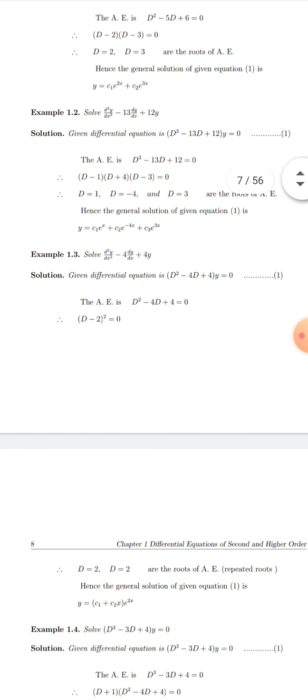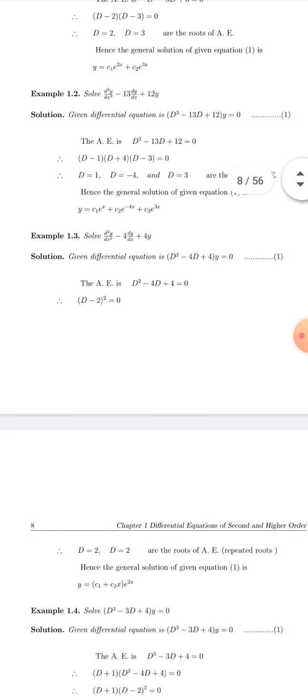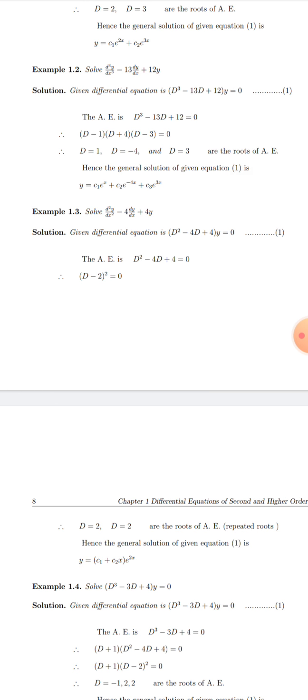Now d cube y by dx cube minus 13 dy by dx plus 12y is equal to 0. We have to solve this equation. So auxiliary equation is d cube minus 13d plus 12 is equal to 0. So find out the roots.